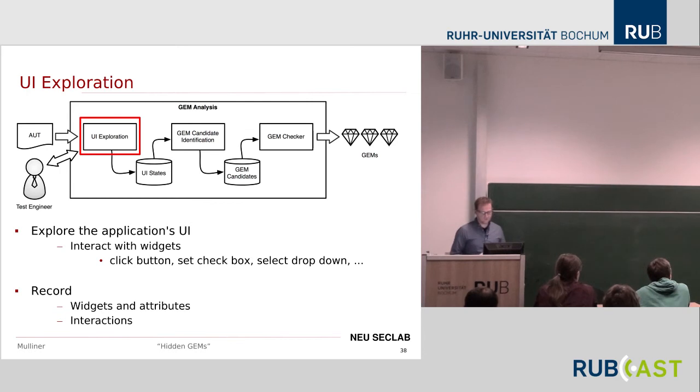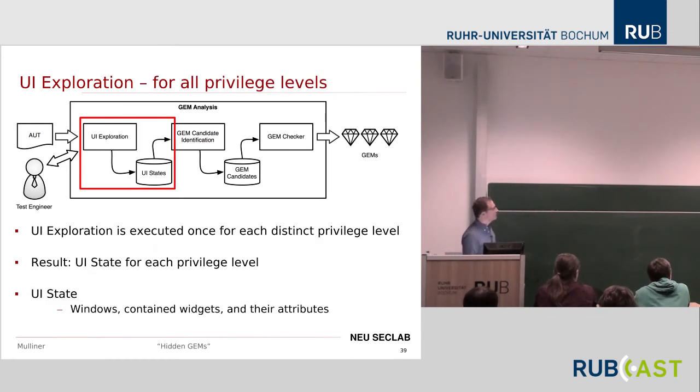And this whole process, this whole automation, which looks at one application and for one user, we have to do it for all the different privilege levels. So if you configure an administrator and a normal user, we have to run the whole process twice, because we want to see the different states of the UI in the different privilege levels. What we call a UI state is basically a window, all the contained widgets, and all the attributes of the window and every widget.